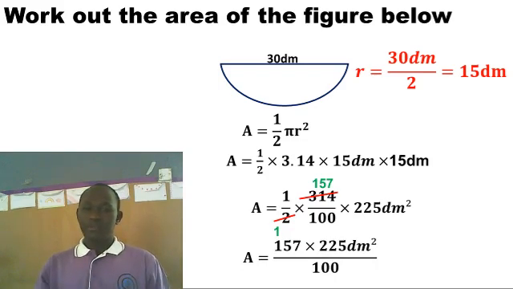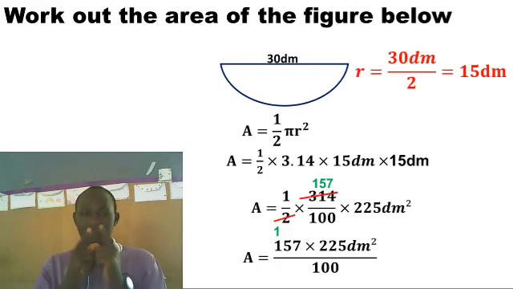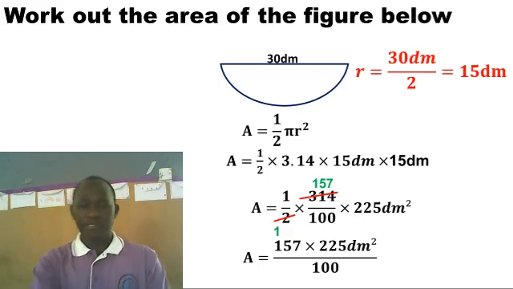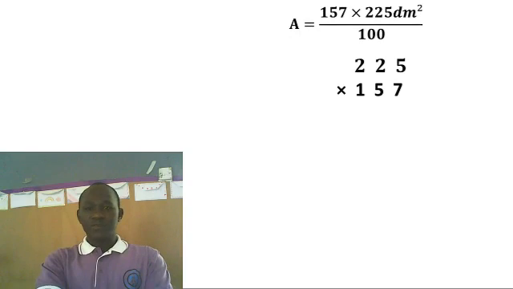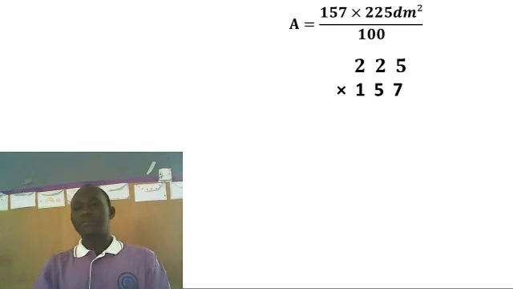225 can be divided by 5. Even 100 can be divided by 5. But it is simpler to multiply the numerators, then you bring in the denominator of 100 later. So let's see how you can multiply that. 225 times 157. Take your time and make that side work very well, because when a number is big like that, we expect you to multiply.